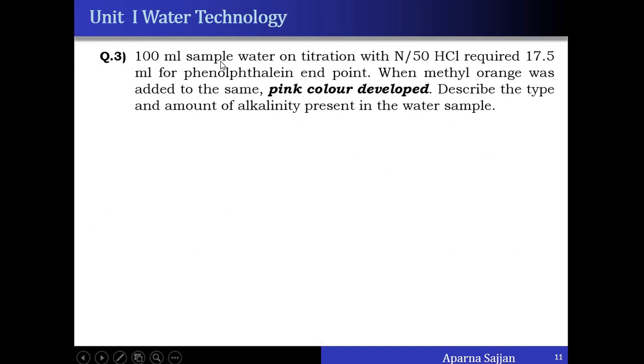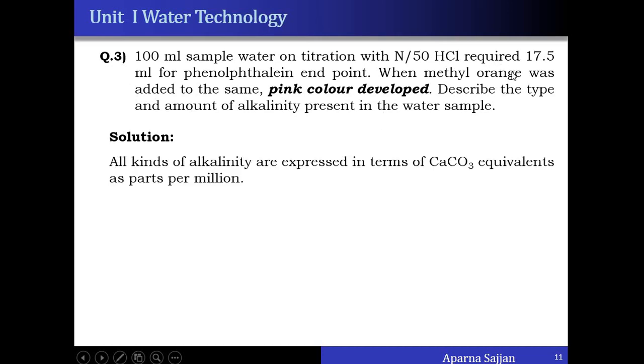Next, let us take another type. 100 ml of water sample on titration, means volume of water titrated is 100, with N by 50 HCl required 17.5 ml for phenolphthalein endpoint, and when methyl orange was added to the same, pink color developed. Describe the type and amount of alkalinity present in the water.